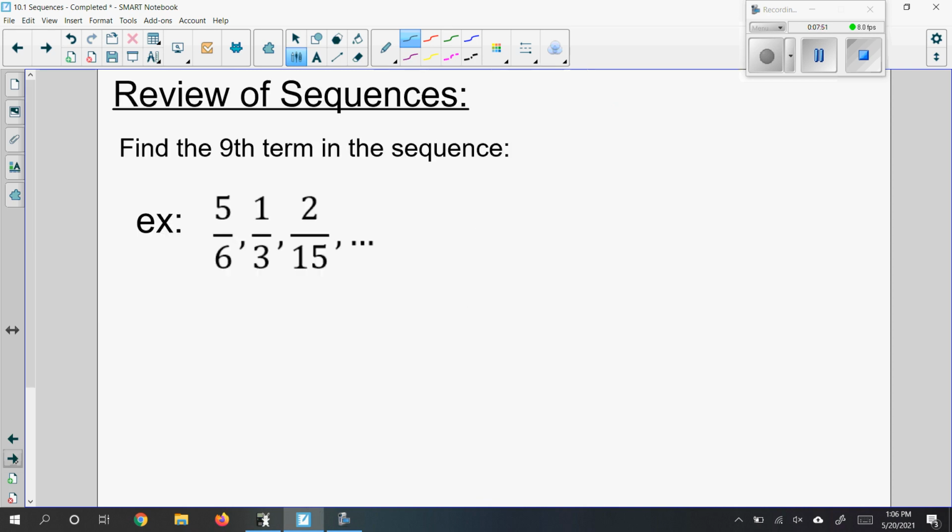Okay, let's do one more problem as a review of sequences. So we're asked to find the ninth term of this sequence. We are not told if it is arithmetic or geometric, so we need to determine that first. So let's first figure out if it is arithmetic. So we are going to take consecutive terms and subtract them.